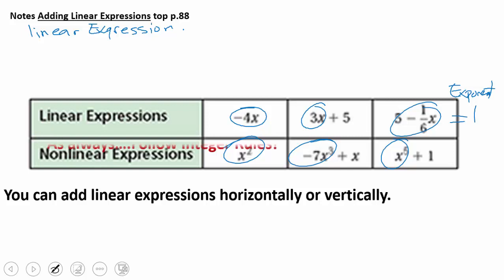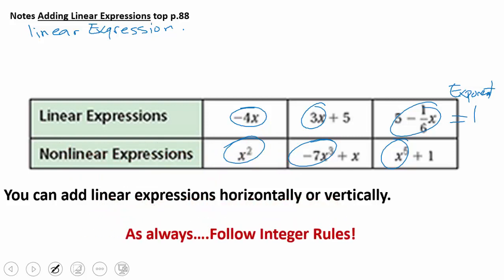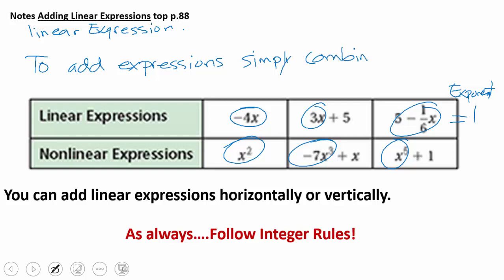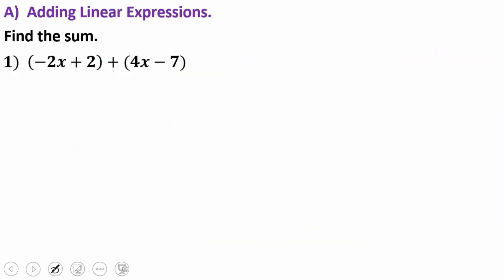I'm going to give you some examples. We must always follow the integer rules. And one other thing I want you to write down is to add expressions. The reason I didn't put linear expressions in there is because this is how you add all expressions, whether they're linear or not, and we're just specifically dealing with linear today. But to add expressions, we simply combine like terms. In other words, we add like terms. That's all we do. So let's do it a couple times.